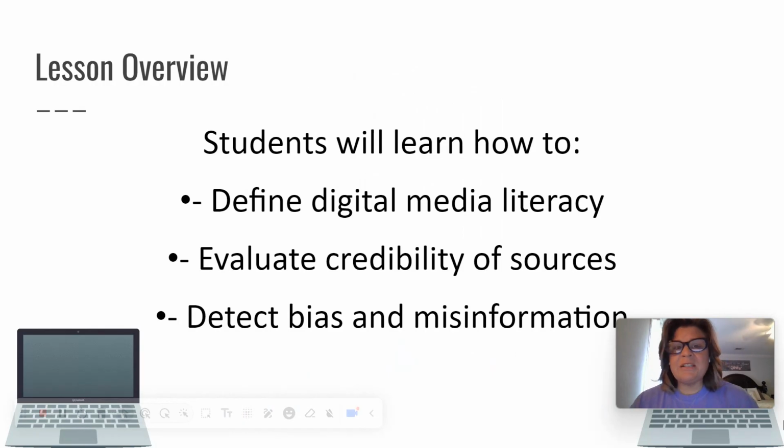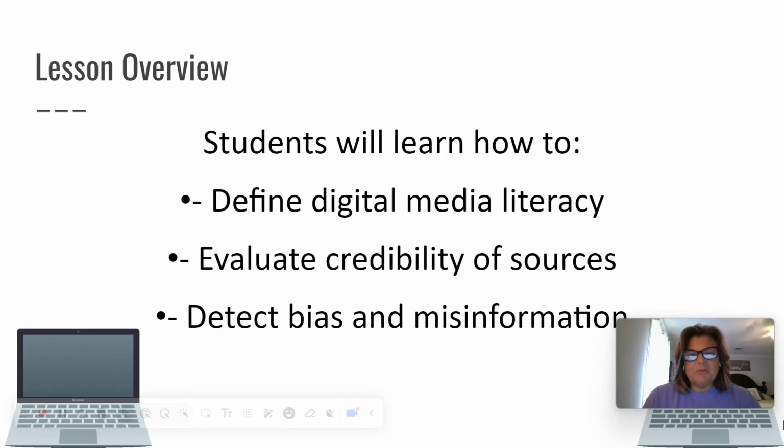So what are we going to learn in this lesson? We want students to learn how to define digital media literacy. What does that even mean? How do we evaluate the credibility of sources? And then, most importantly, how can you detect bias and misinformation?